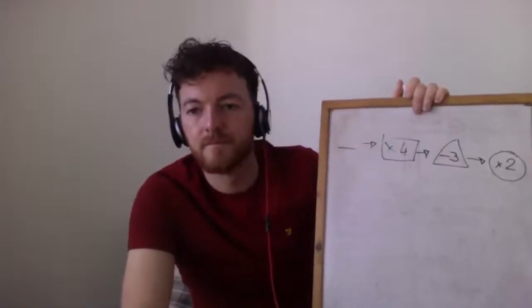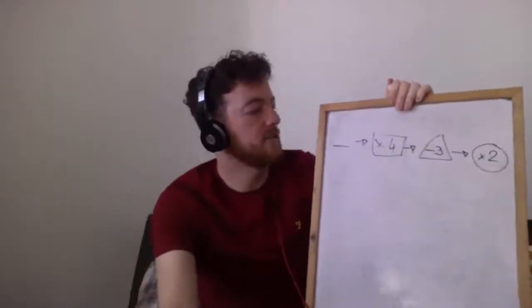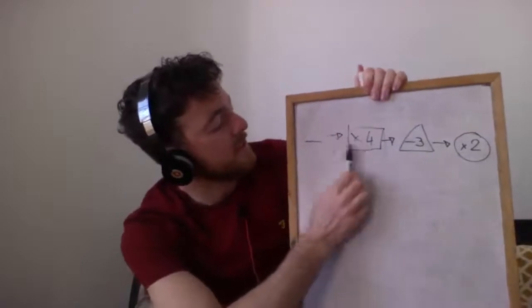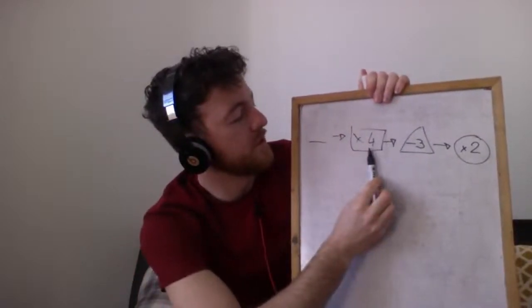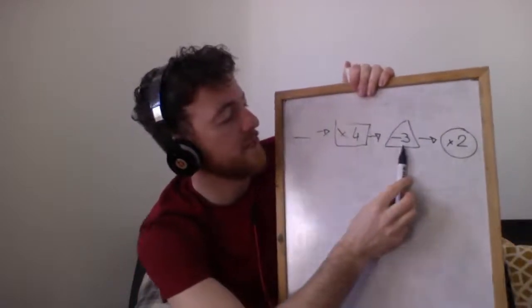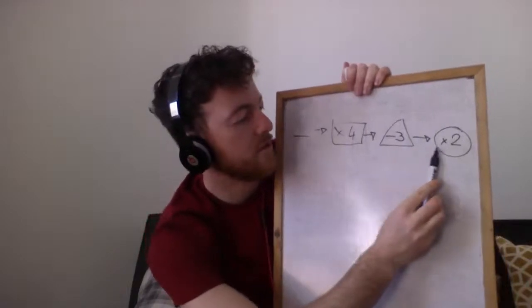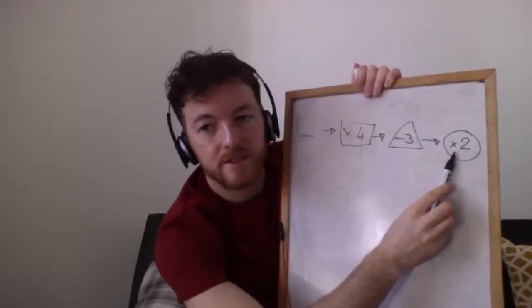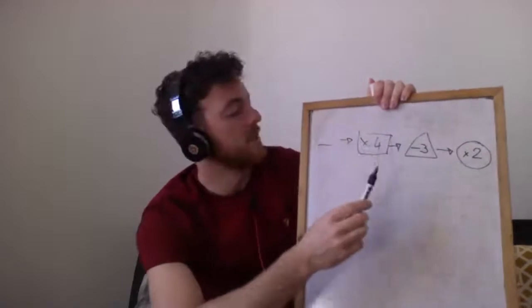Lovely. So Jay started with 9. Let's double check it then. 9 multiplied by 4, 36. 36 minus 3 is 33. 33 multiplied by 2, 66. Super.